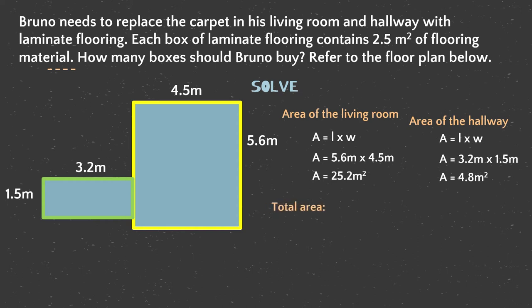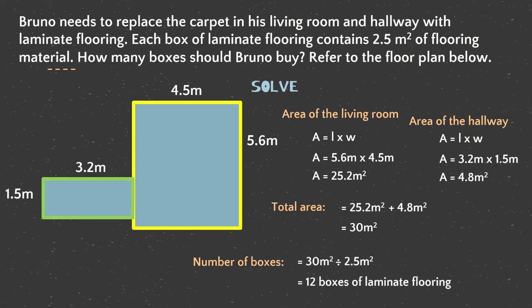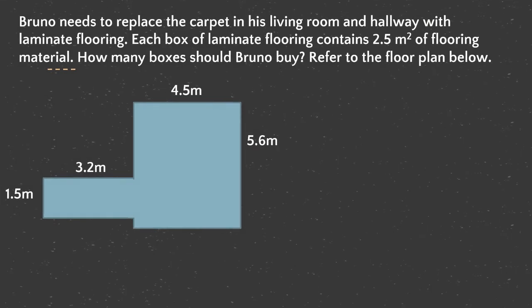So to find the total area, we are going to add the area of the living room and the area of the hallway. So the total area is 30 square meters. And then to find the number of boxes, we are going to divide 30 square meters by 2 5/10 square meters. So therefore, there are 12 boxes of laminate flooring Bruno should buy.